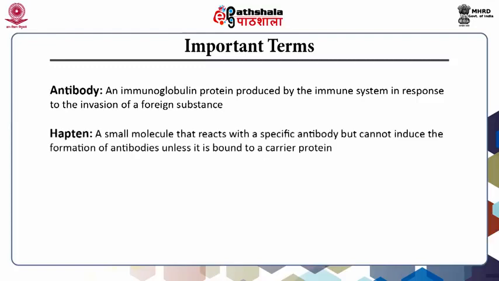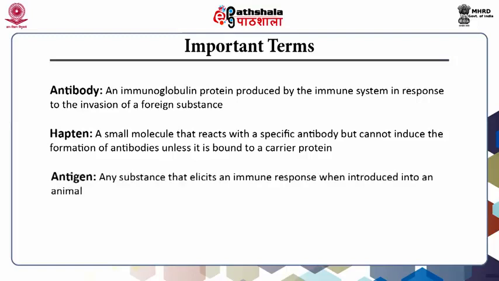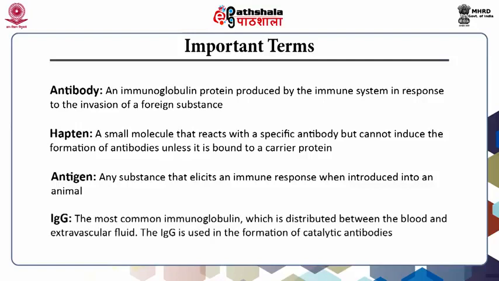Hapten, a small molecule that reacts with a specific antibody but cannot induce the formation of antibodies unless it is bound to a carrier protein. Antigen, any substance that elicits an immune response when introduced into an animal. IgG, the most common immunoglobulin, which is distributed between the blood and extravascular fluid. The IgG is used in the formation of catalytic antibodies.